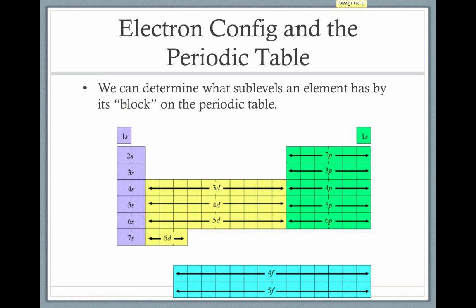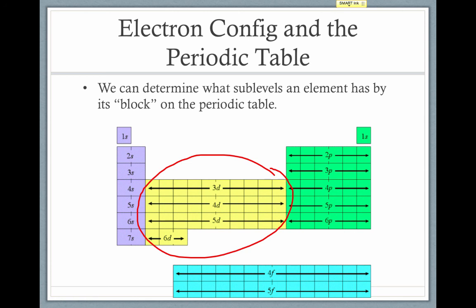Then we have elements in the P block. Elements in the P block will have electron configurations that end with electrons in the P sublevel. Then we have the D block. Elements in the D block will have electron configurations that end with electrons in the D sublevel.